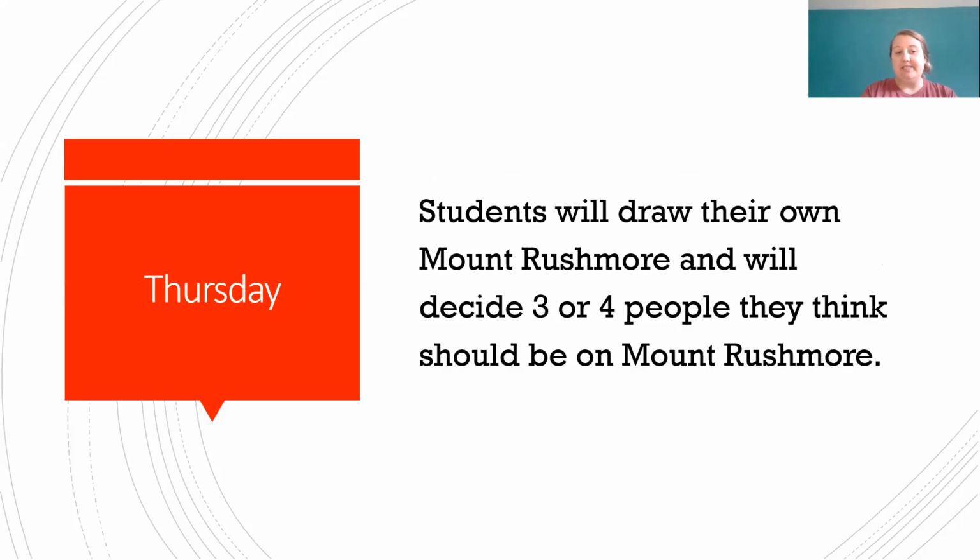On Thursday, students can refer back to the story that talks about Mount Rushmore, and the students will decide on 3 or 4 people they think should be on Mount Rushmore. So students are going to draw their own Mount Rushmore, and they're going to choose the 3 or 4 people they want on it. If they're having a difficult time, they can choose 2. But we definitely encourage 3 or 4. And if they need more of a challenge, they can write about why they chose those people.